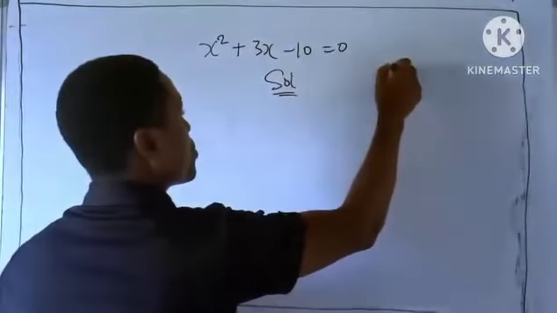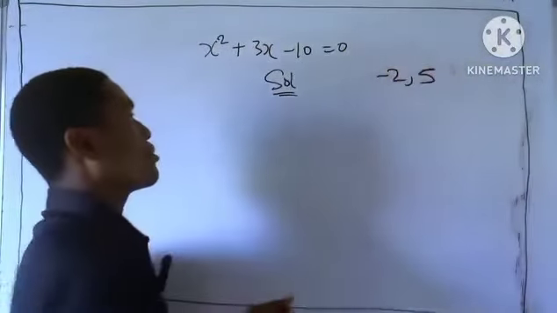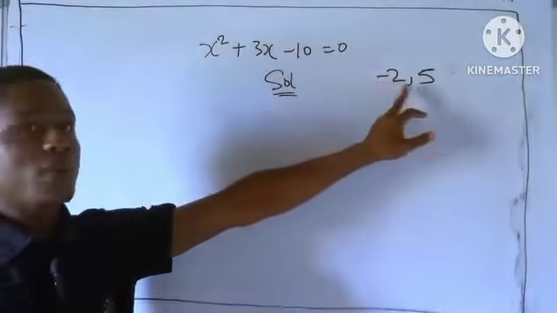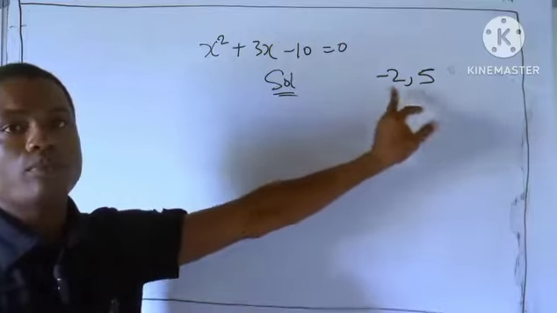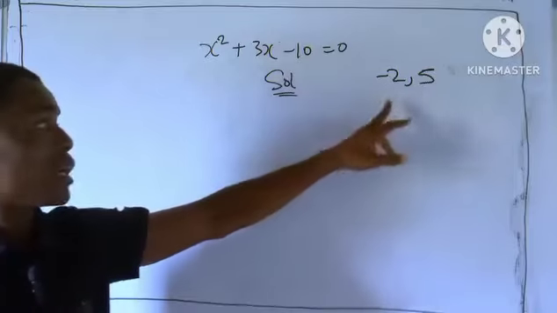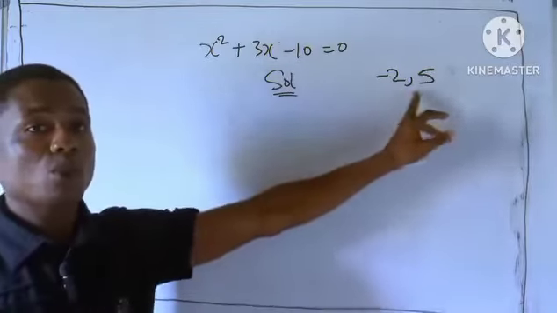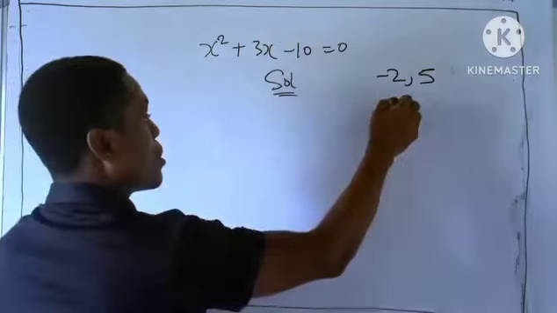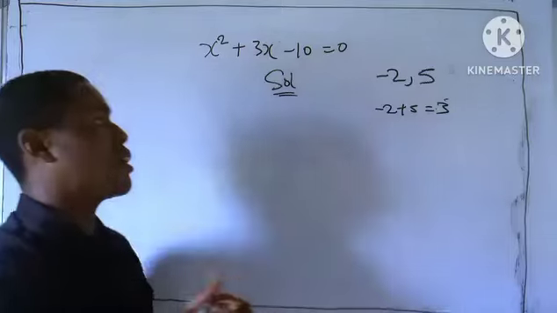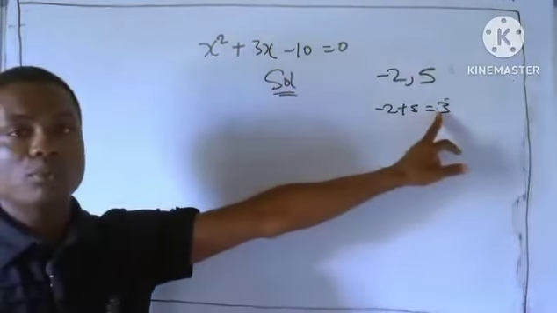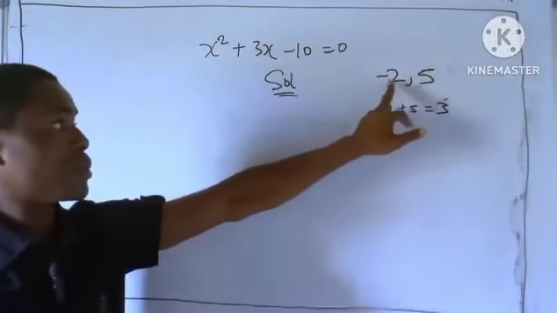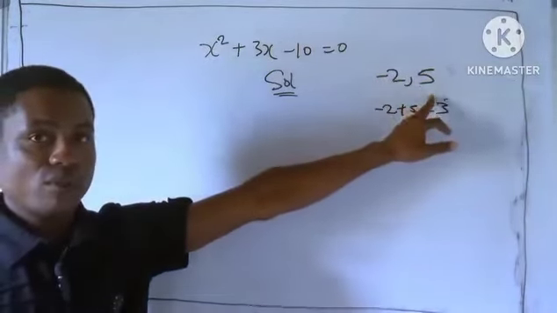So what are those two numbers? The two numbers are minus 2 and plus 5. Are you getting it? Because if you multiply these two numbers, minus 2 times 5 is what? Minus 10, right? At the same time, if you add up these two numbers, minus 2 plus 5 will give you plus 3. Are you getting it? So the correct two numbers are minus 2 and plus 5, okay?